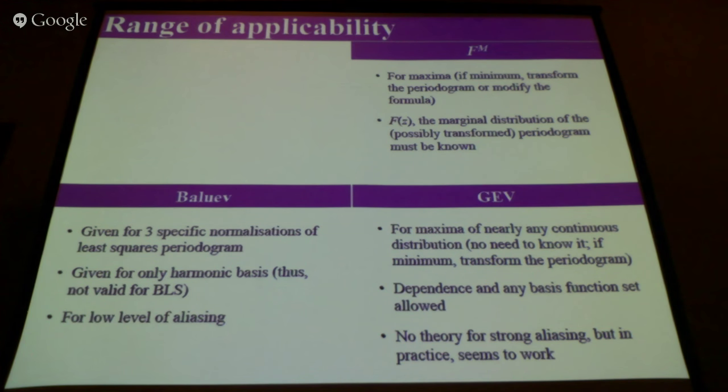Also, the Baluev one is a little too conservative in case of high level variation. So it tends to give higher p values than it should. We will see that. And for the GEV, in principle, any basis function and sort of dependence works. However, for very strong long range dependencies, for strong variances, there is no theory. In my experience, it works, but we await the upcoming theory that we believe should show it works.